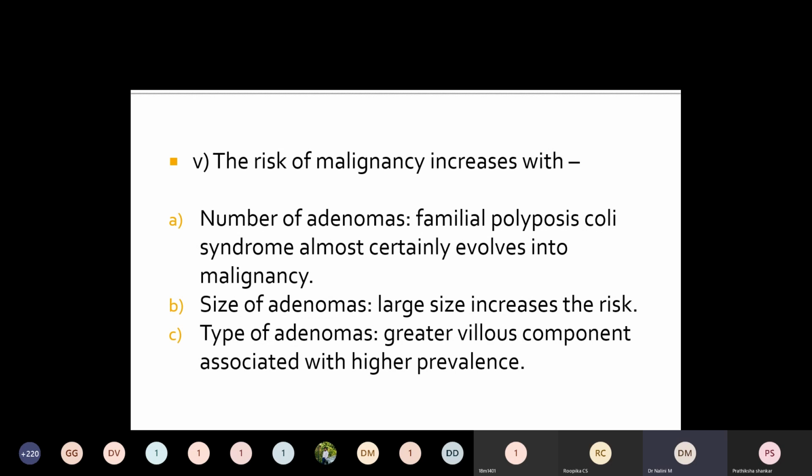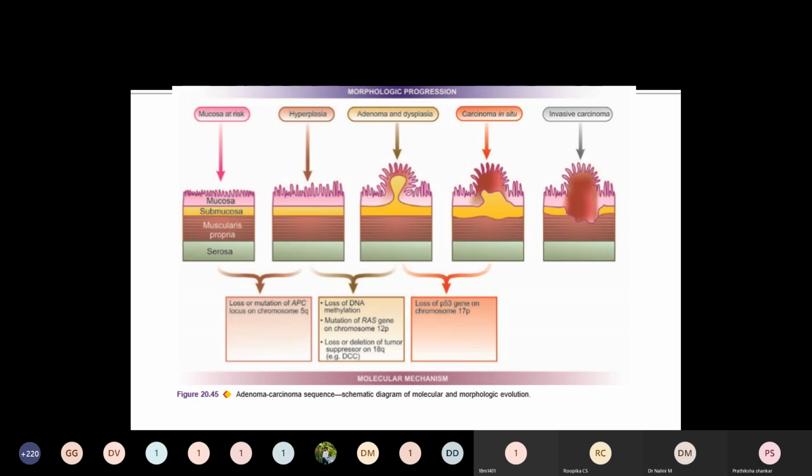Size of the adenoma, larger size, more the risk. And the type of adenomas. Villous is a higher risk than the tubular. So this is how it progresses. Mucosa at risk, then hyperplasia. Then you see the next step is adenoma and dysplasia, carcinoma in situ, and invasive carcinoma.